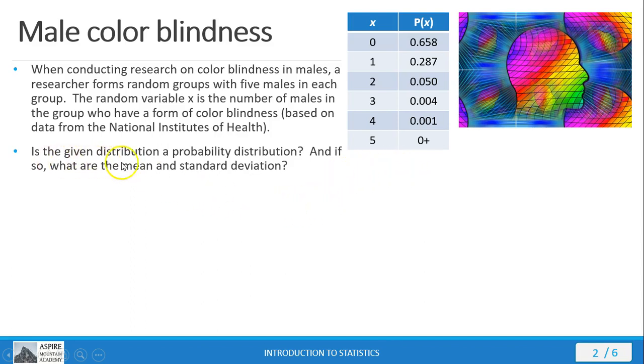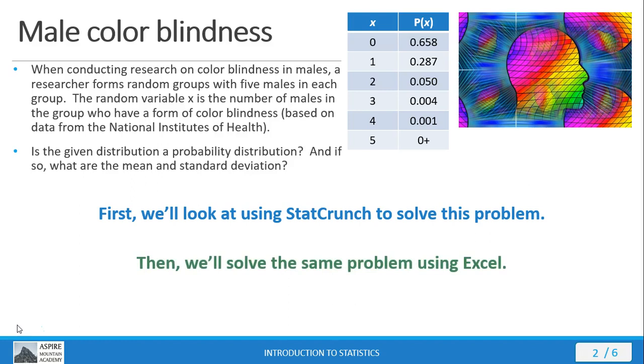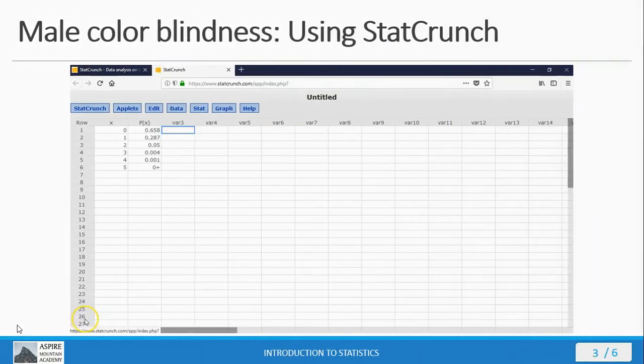So the question we're asked is: is the given distribution a probability distribution? And if so, what are the mean and standard deviation? First we're going to look at using StatCrunch to solve this problem, and then we'll check out how to do the same thing in Excel. So first up, we've got StatCrunch. Here's how to do this in StatCrunch.